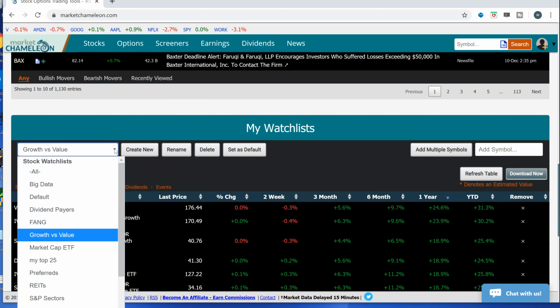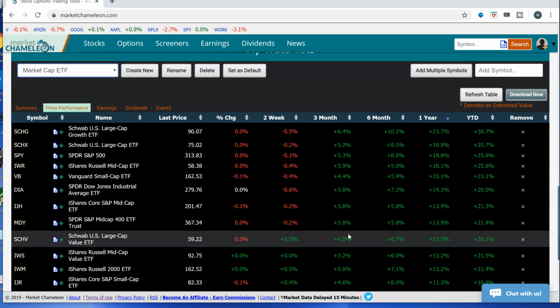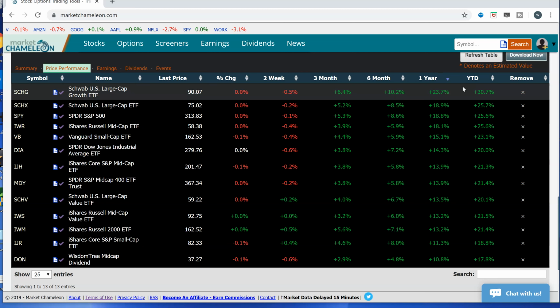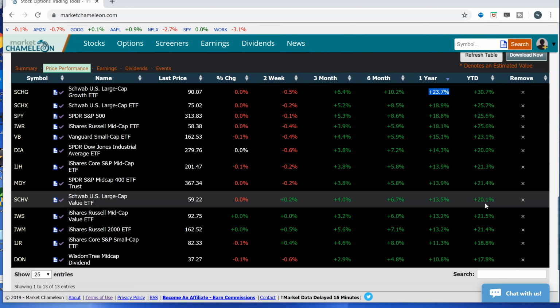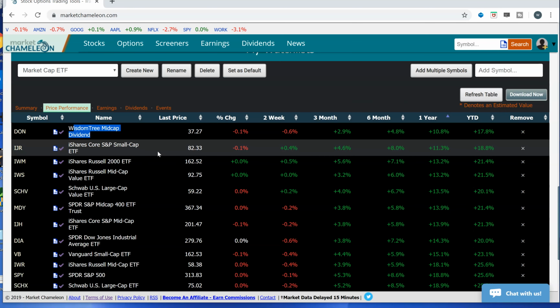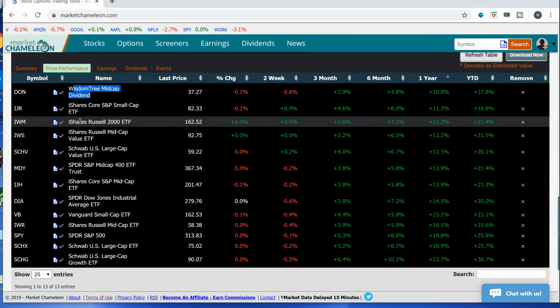Another ETF grouping I have is by market cap. So here, for example, I constructed different ETFs, large cap, mid cap, small cap stocks, just to see how they're performing versus each other. So on a 1 year basis, we see growth has done really well. So the large cap growth stocks, that's up 23.7% for the year. Now I'm going to resort it, and we see here that I have a mid cap dividend ETF performed 10.8%. We see here the Russell 2000, that's up 13% for the year. So the small cap stocks have been lagging or not performing as well.